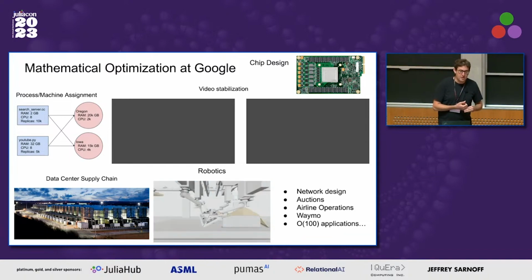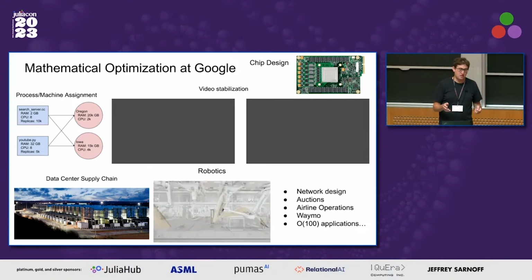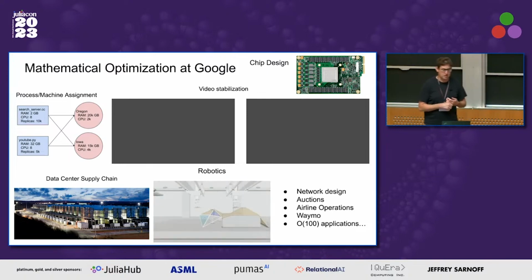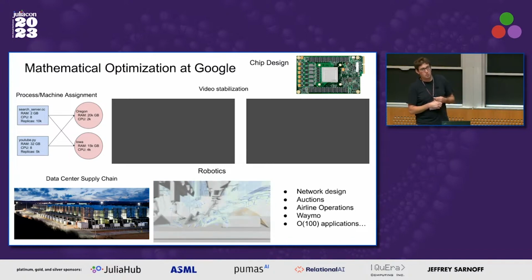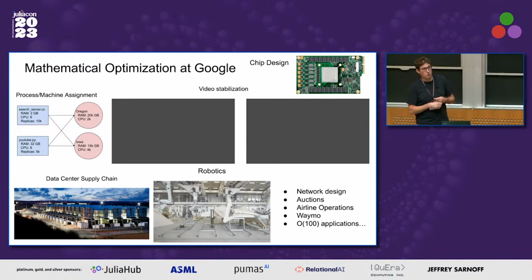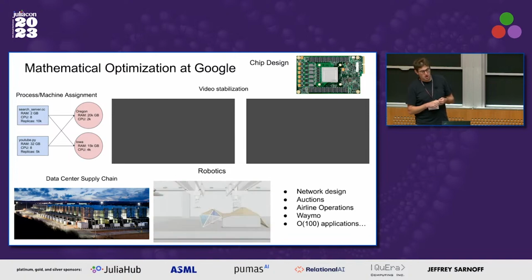And the most common application is probably this kind of process machine assignment where you have tasks, you have machines, you need to figure out which machines are going to run which tasks. Very, very common problem at Google. Another big problem is in the supply chain setting where they're buying parts for the data centers and then shipping these parts around. But I mean, Google works on a lot of different things.